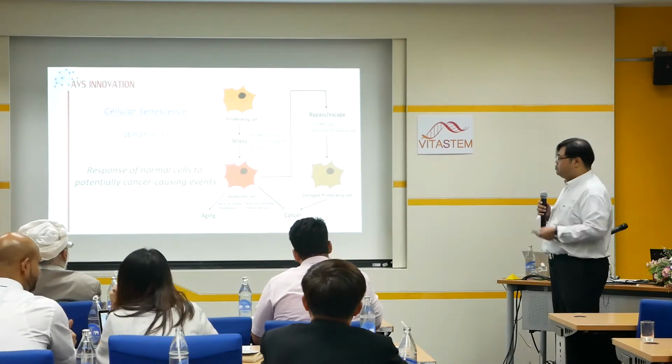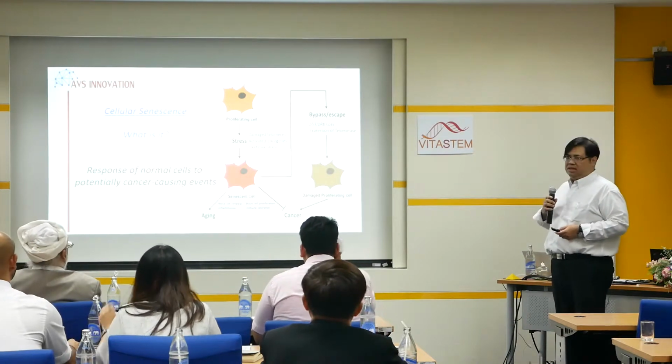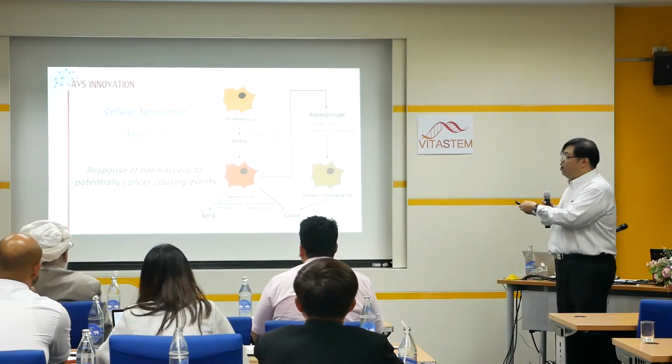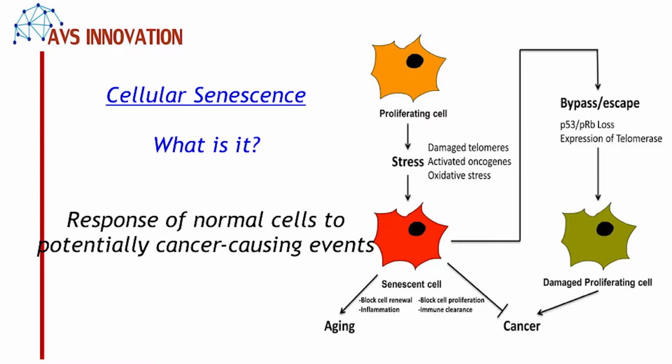The definition is a response of normal cells to potentially cancer-causing events. You can see that it starts from a normal cell. You get some cell proliferation, but under some conditions, for example damaged telomeres, activated oncogenes or oxidative stress, that will change the proliferating cells to senescent cells. And this process can go down two pathways. The first pathway destroys p53, which is a protein that protects us from cancer. Once this protein is destroyed, you get damaged proliferating cells that lead to cancer. In the other pathway, you go to the aging process. So this is why normal cells go to cancer or to aging cells.